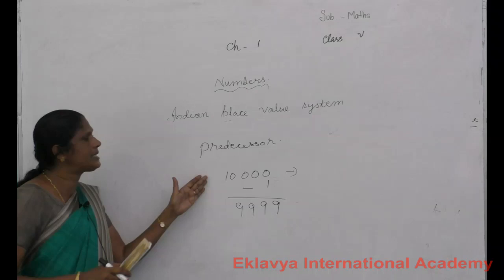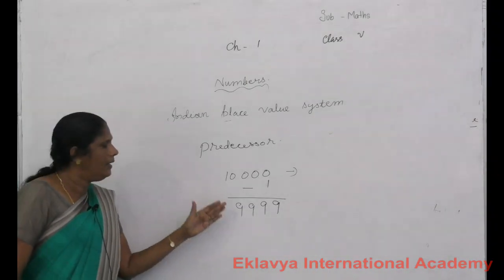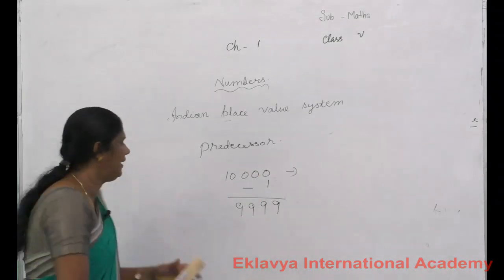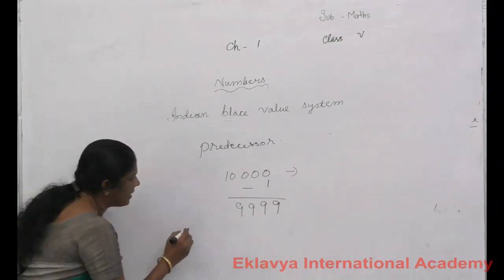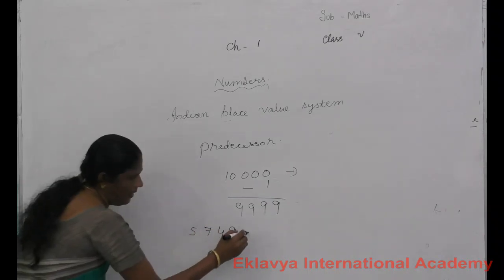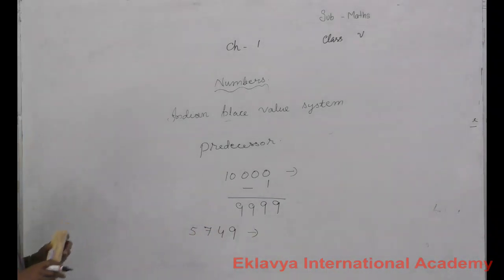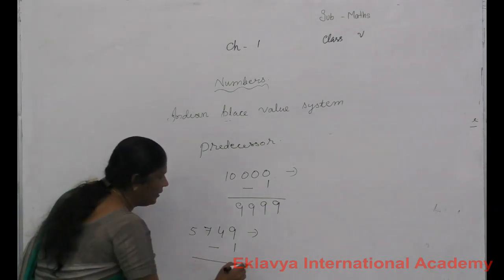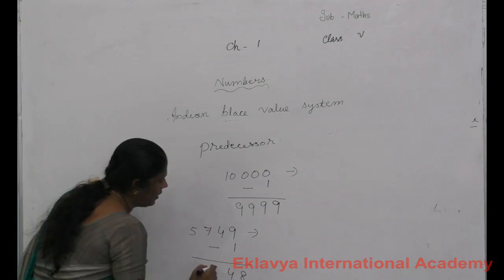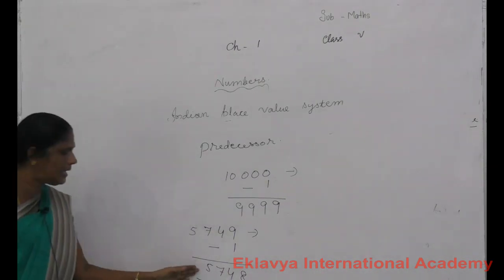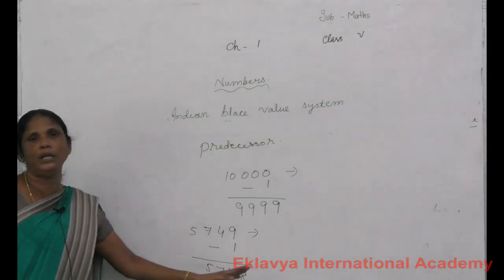What is the predecessor of 10,000? 9,999. For example, again one example, 5,749. What is the predecessor of 5,749? Minus 1, then 8, 4, 7, 5. What is the answer? 5,748.